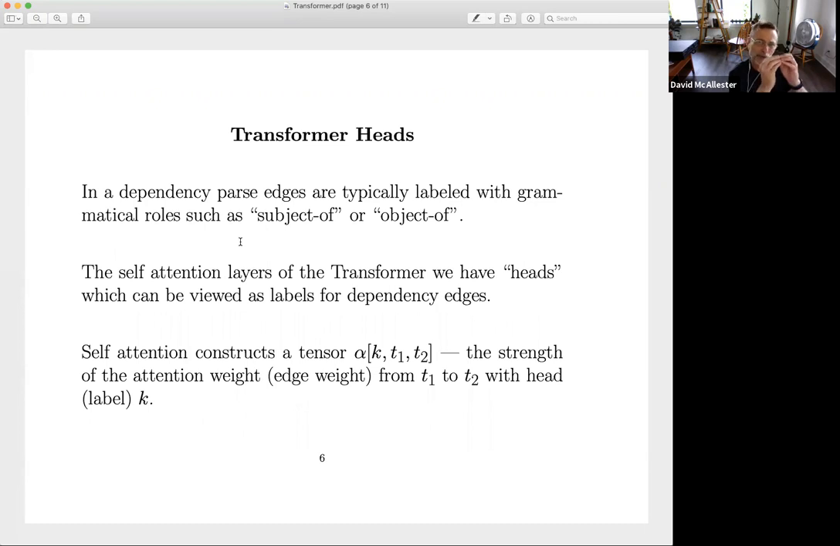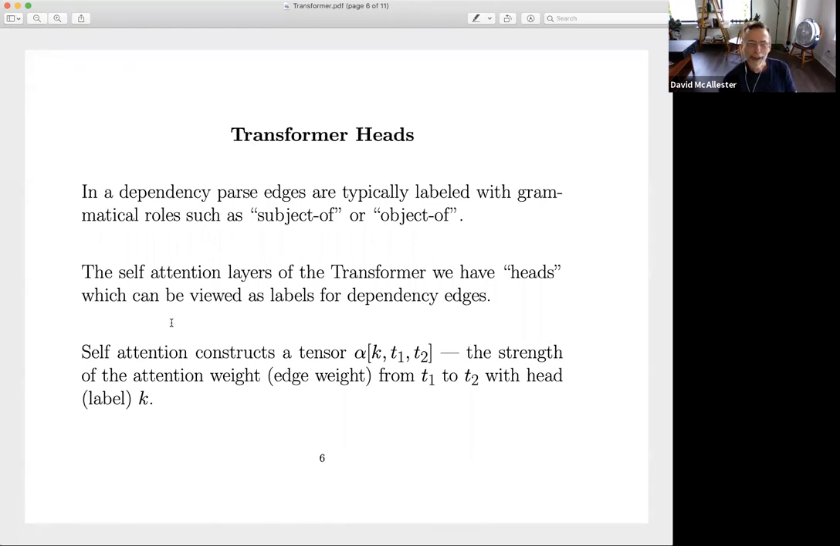Now, in a normal dependency parse of a sentence, the edges have labels. So you might say, well, you've got a verb like said, and it's got a subject and an object. And so the dependency edge from the verb said to the person who said it is labeled as a subject, and the dependency edge to what was said is labeled as an object. So I'm making a kind of flaky, intuitive analogy, but in the transformer, there are these things called heads. And just to get intuition, I want to make an analogy between the heads and the labels on the edges in a dependency parse.